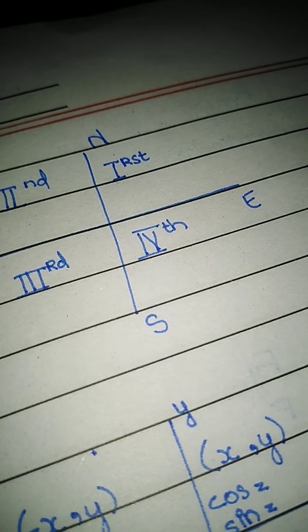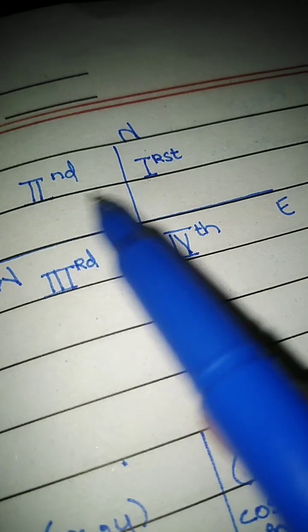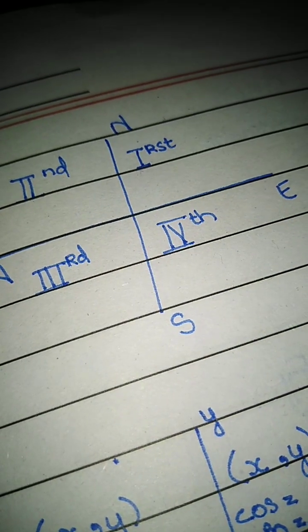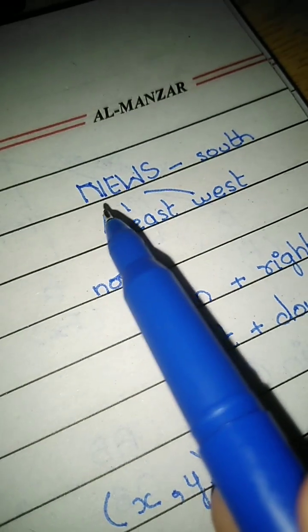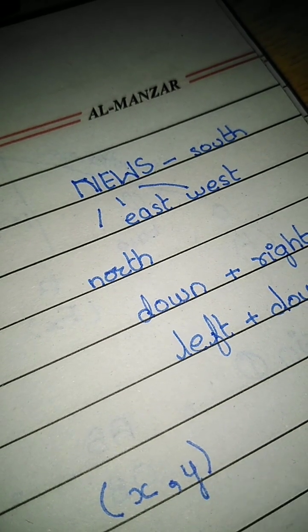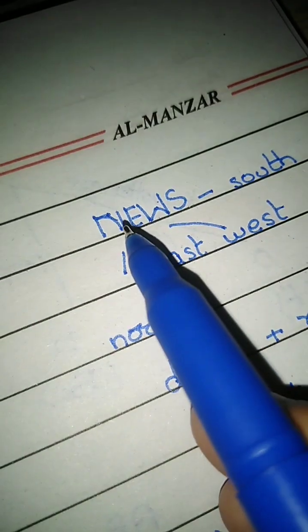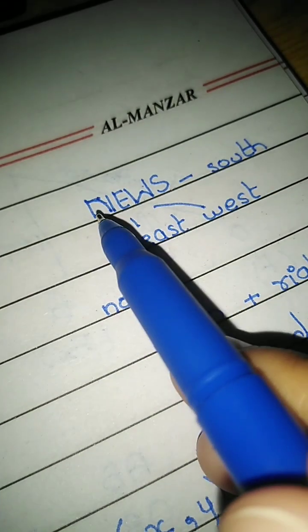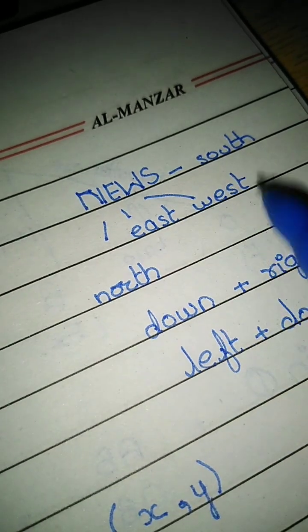In this lecture, we're going to talk about the trigonometric ratios. First of all, we're going to talk about the directions. There is an interesting fact that when we combine these words, we get the word NEWS. Basically, news is information from around the world from all directions, that's why we got the word news. N is for north, E for east, W for west, and S for south.